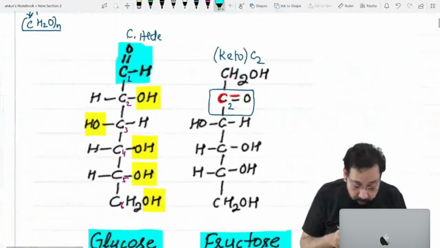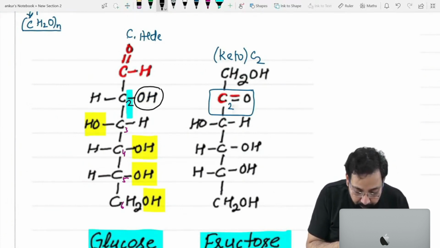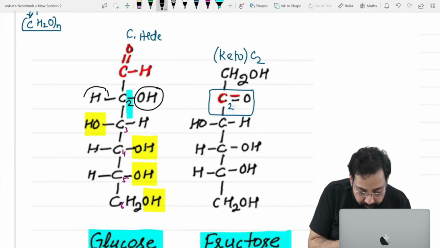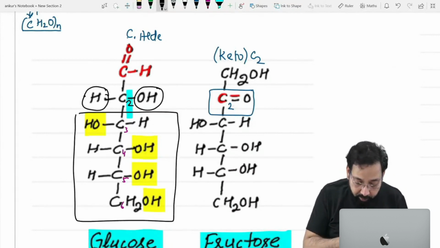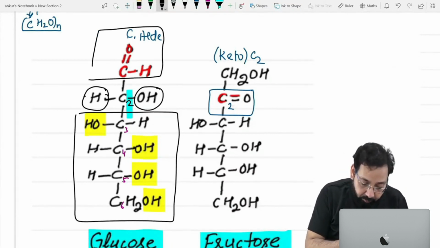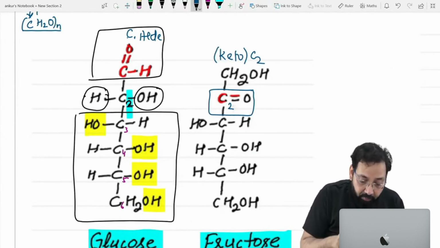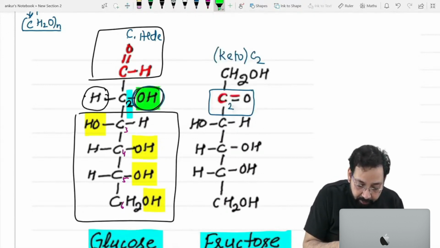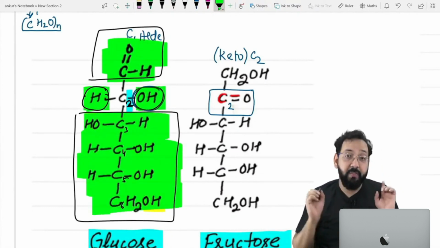Look at the glucose. If I say carbon number 2, in this one group is OH, second group is H, third group is this large one, fourth group is this CHO. So carbon number 2 has 4 valencies, all occupied by OH, H, CHO and this large group, all different, so it is asymmetric.